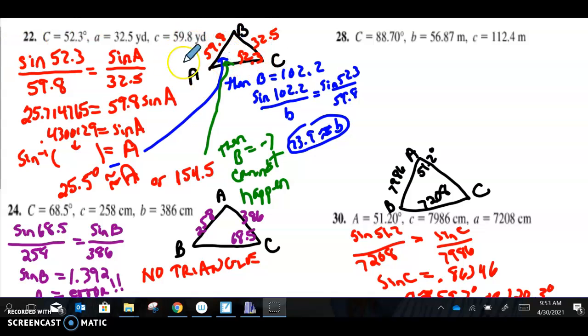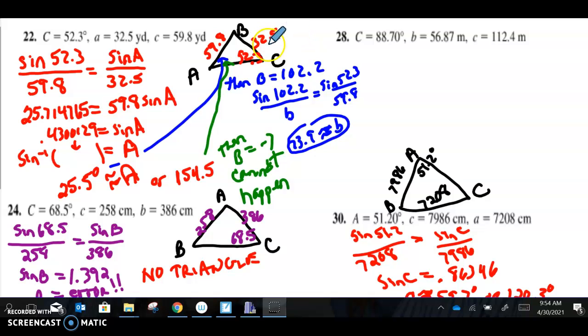You go along, you use the law of sines, right? Not a big deal. I draw my triangle the same every time. They're not drawn to scale. I just do ABC. I just draw ABC and I fill it in. Okay, so C is 52.3 degrees. The opposite side of C is lowercase c, which is 59.8. I didn't know A or B, but I knew that side A, opposite angle A, was 32.5.